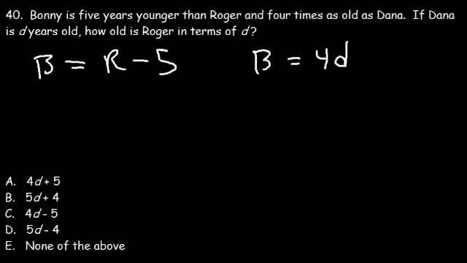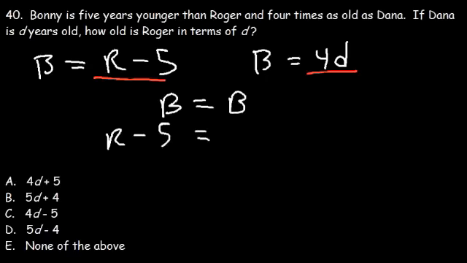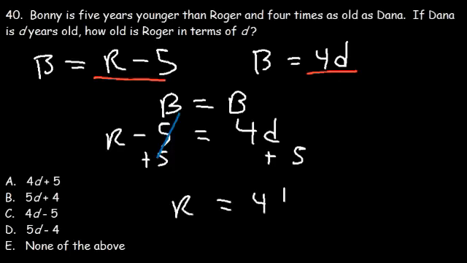So now if Dana is D years old, how old is Roger in terms of D or Dana? So what we need to do is get an equation and solve for R in terms of D. So notice that B is equal to R minus 5 and B equals 4D. So since we know that B equals B, we can replace B with R minus 5 on the left side, and on the right side we can replace B with 4D. So now we can solve for R. So if we add 5 to both sides, R is equal to 4D plus 5.